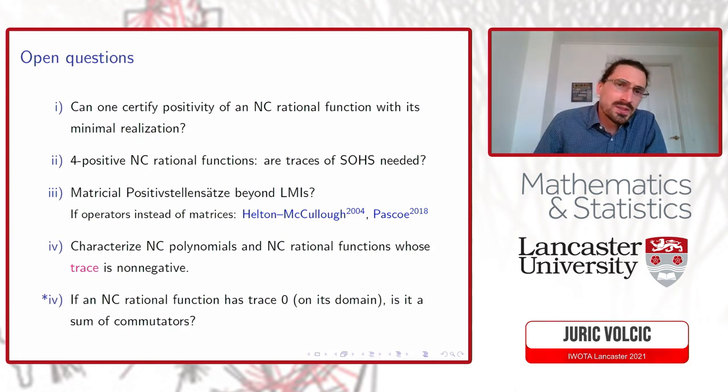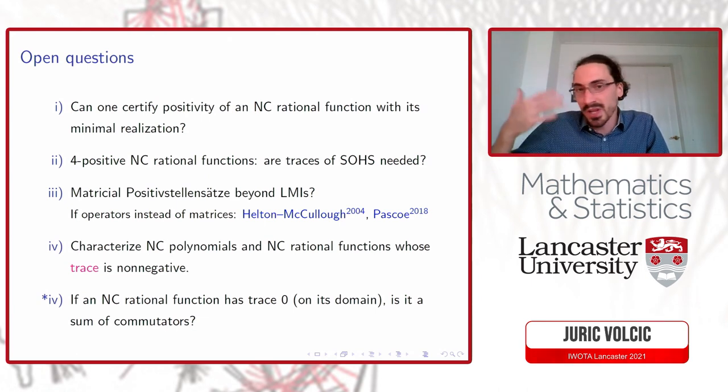We also saw that there can be a bit of a discrepancy between operator inequalities and matrix inequalities. A natural question is, how far beyond linear matrix inequalities can we go to have matricial Positivstellensätze for NC rational functions? If I replace matrices with operators, then this is known. You have the best possible Positivstellensätze by Helton and McCullough for polynomials, and Pascoe for rational functions.